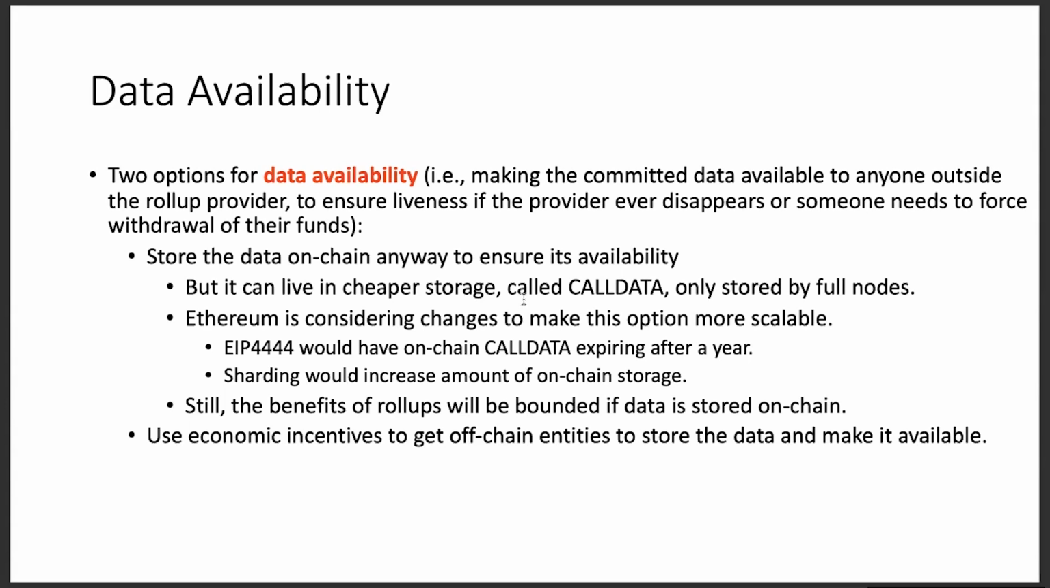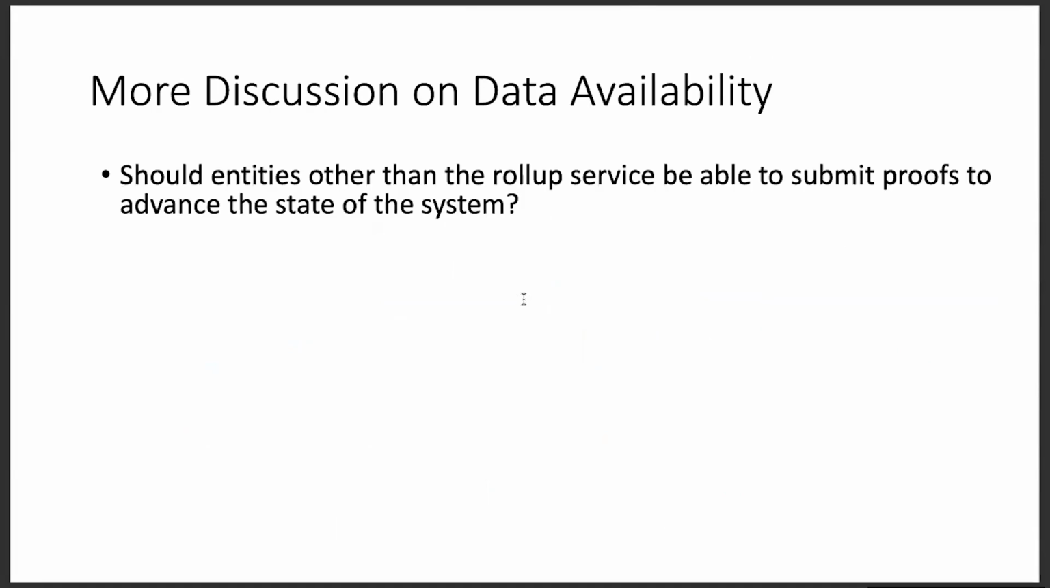When you say you, do you mean you're not the rollup provider, but you're someone who knows the state of the world? Can you now update, can you function as a rollup provider? So that is the perfect segue to this little conversation I wanted to have, which is, should entities other than the rollup service be able to submit proofs to advance the state of the system? Does anyone have any thoughts on that?